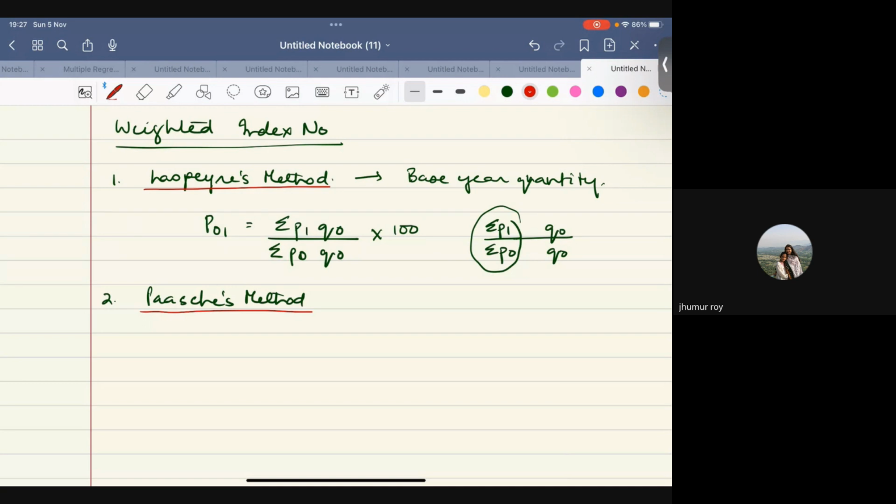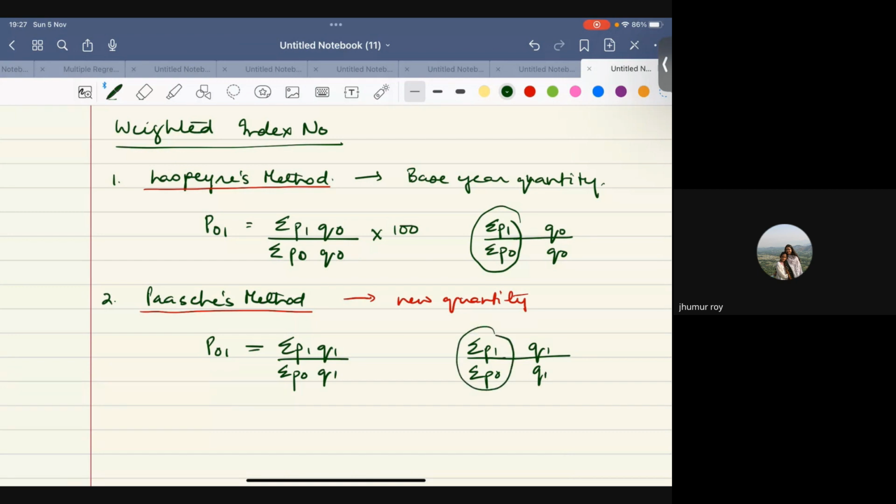Okay, here we take new quantity rather than taking the base year quantity. So what will become of the formula? It will be P01 is equal to sigma P1 Q1 upon sigma P0 Q1. Can you see? Same thing. I have written sigma P1 upon sigma P0, but in this case, because I'm taking new quantity, I have written Q1, Q1. This has remained the same. Okay? Easy to remember?